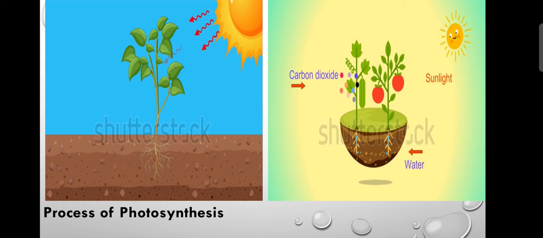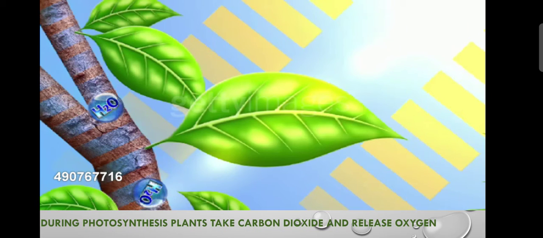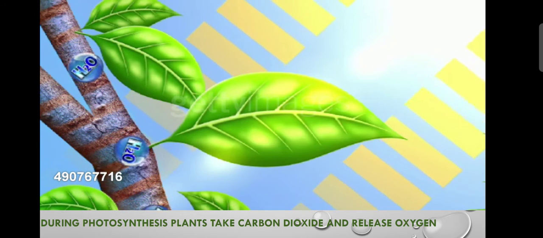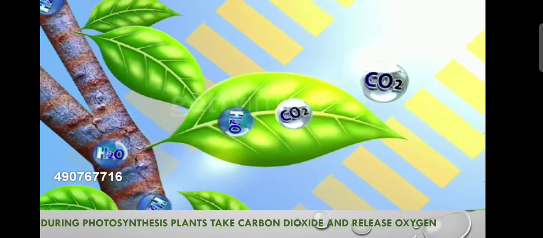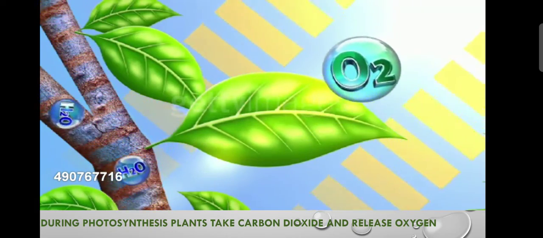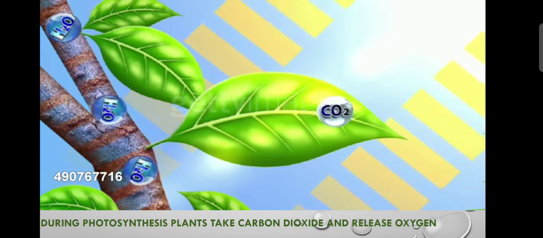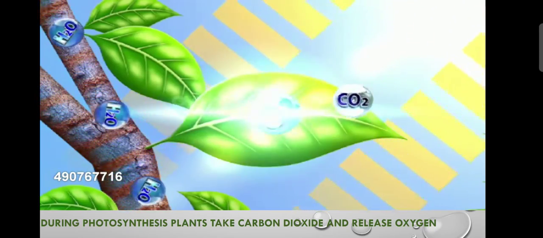We can see then in this slide water is coming from the ground and CO2 from the environment. With this help, sunlight from the sun, and the plant is producing and giving out oxygen.